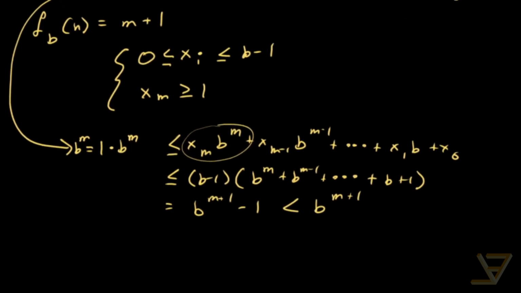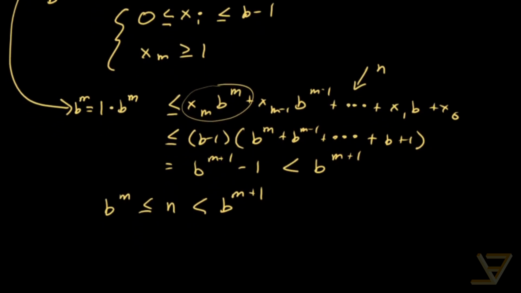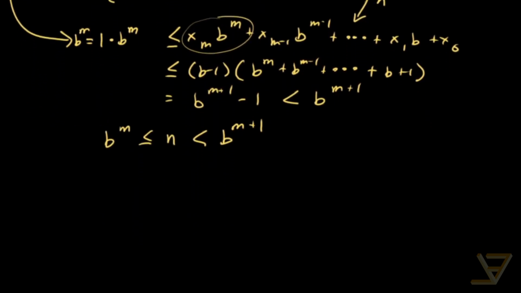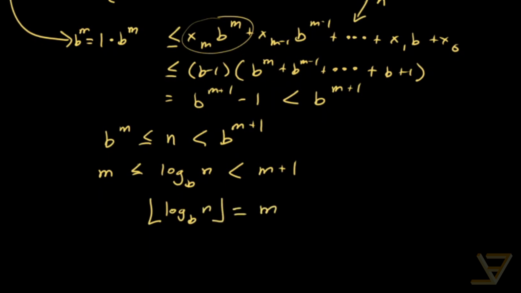We know what we know. This is just n. So what we find is that n is less than b to the m plus 1 and greater than or equal to b to the m. So we can take the log base b of both sides and get m is less than or equal to log base b of n, and that's less than m plus 1. And by a property of the floor function, we find that the floor of log base b of n is equal to m.